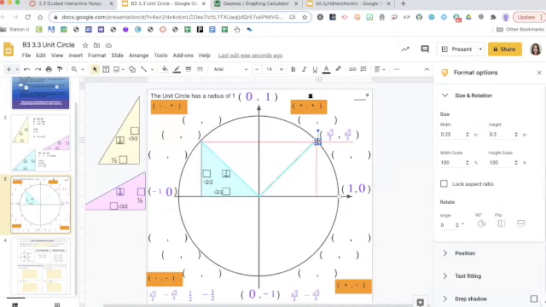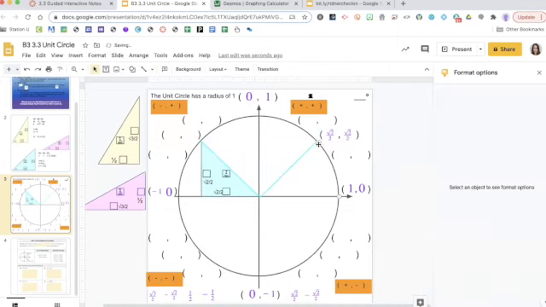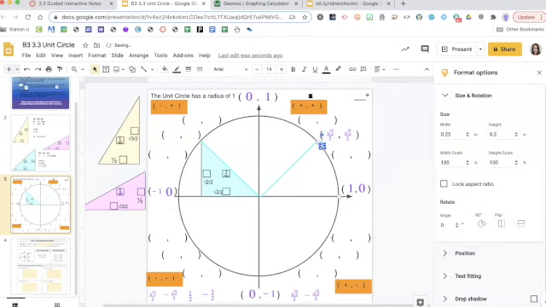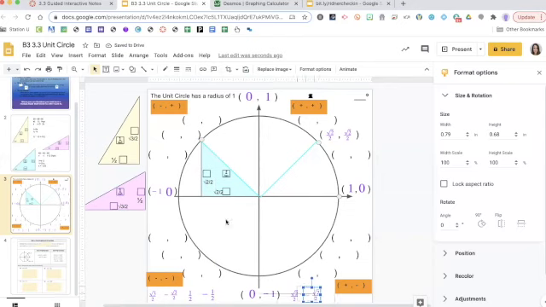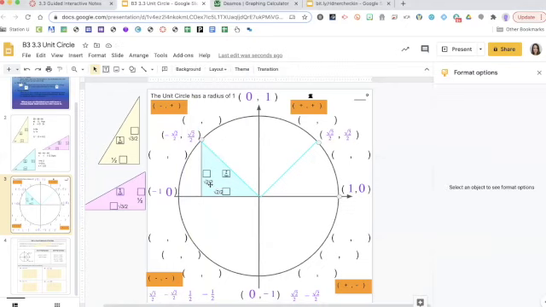However, this time I'm not going positive, positive. I am going negative, positive. So that means I'm going to have a negative square root of 2 over 2, and then a positive square root of 2 over 2. Okay.